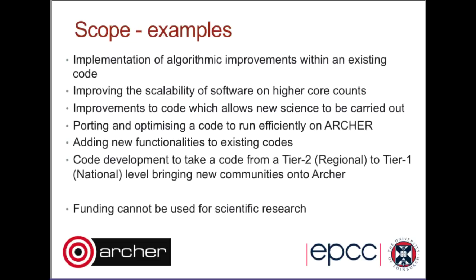So people often ask, what do we really mean by those objectives? What can and can I not do? Some examples of things that we get requests for and that get funded are, for example, implementing algorithmic improvements to an existing code. So changing the code to improve it in some way, either to enable better science or simply to be able to do the same science with a more efficient use of resources. And we often have projects which are looking to improve the scalability of software so that it can exploit larger core counts. Improvements to code which allow new science to be carried out. So, we're limited at the moment to doing this. And if we made these improvements, then we'd be able to do new science.